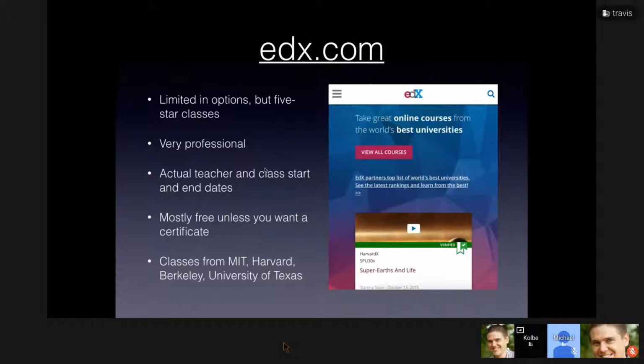edx.com. This one's pretty cool. It's also slightly limited in the amount of videos it has, but they're amazing classes. It's super professional. There's actual teachers. The classes have start and end dates, and you can actually get reviewed by a teacher. So it's free unless you want to get a certificate on it, you can pay for it. There's classes from MIT, Harvard, Berkeley, and University of Texas on here.